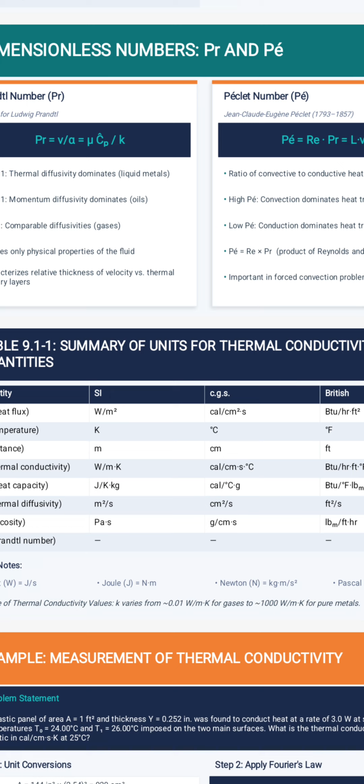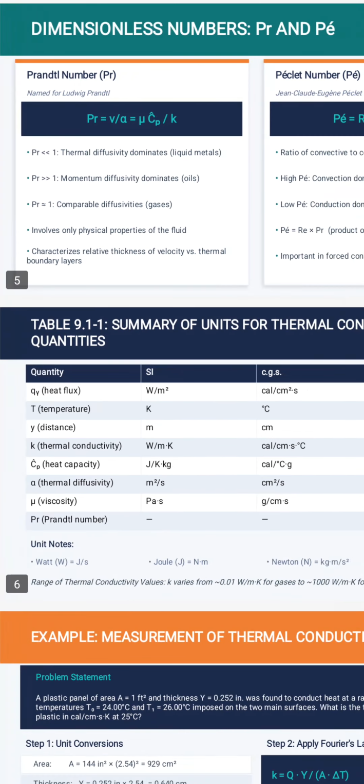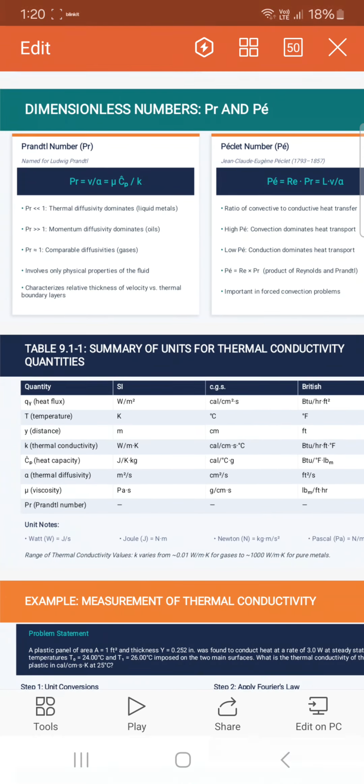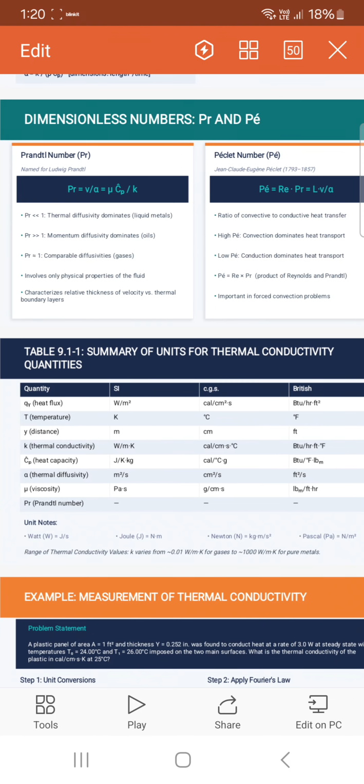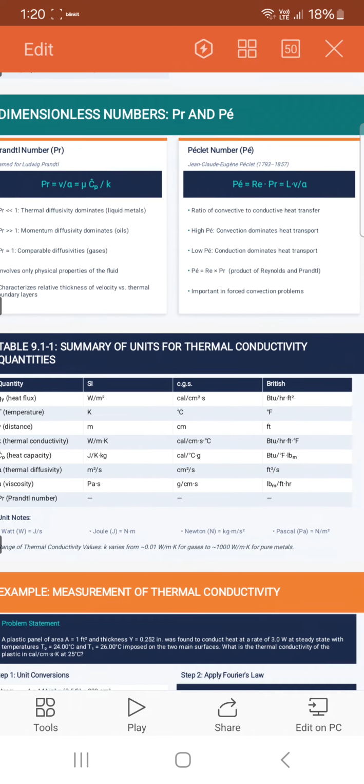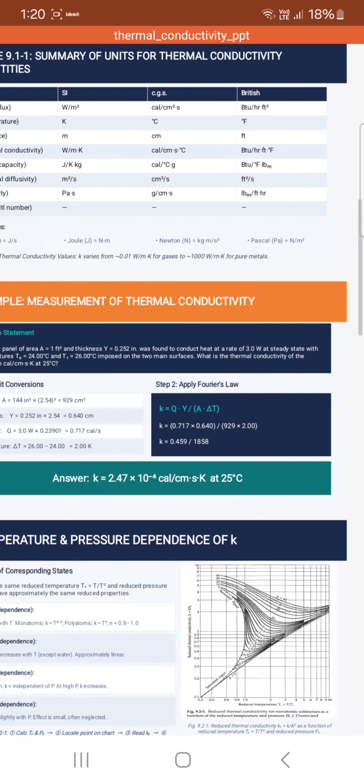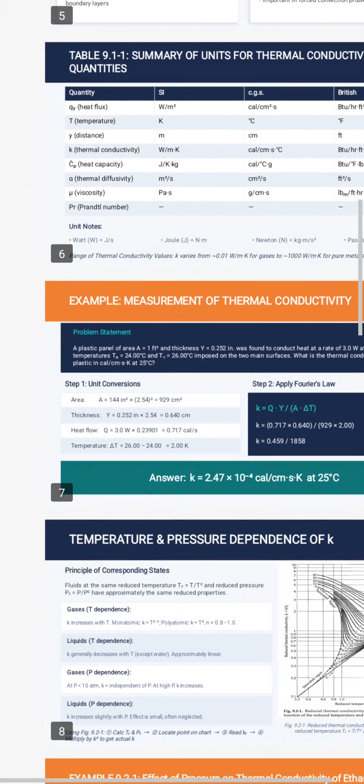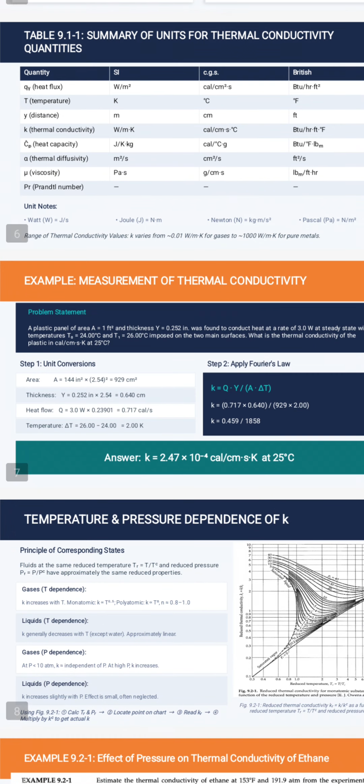In CGS units, it is defined as calorie per centimeter square second, and we can also see the further units of other quantities in this table. Now, how do we measure the thermal conductivity? Let's understand this through a problem.